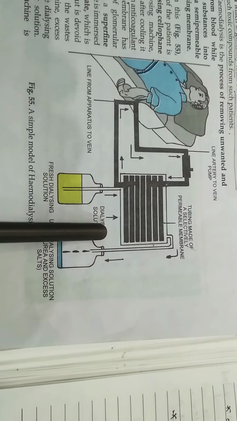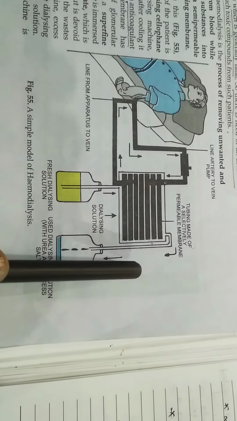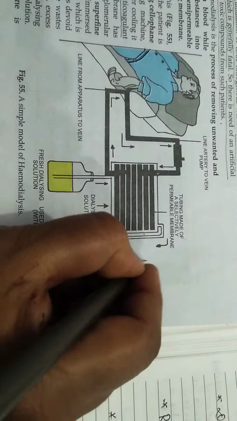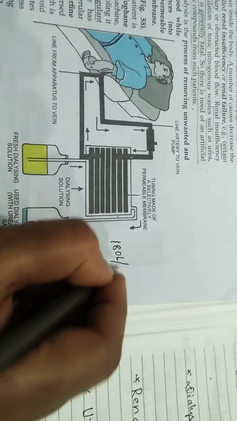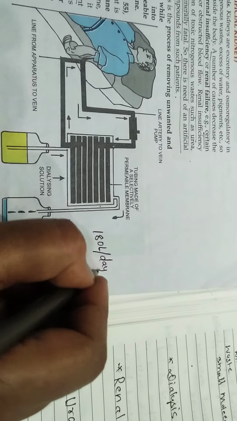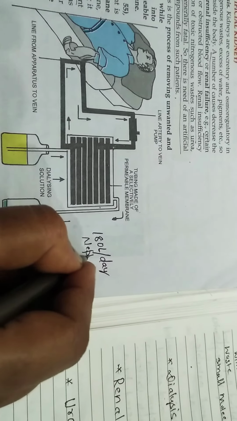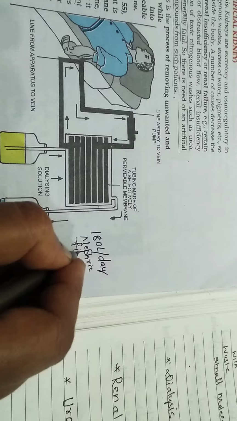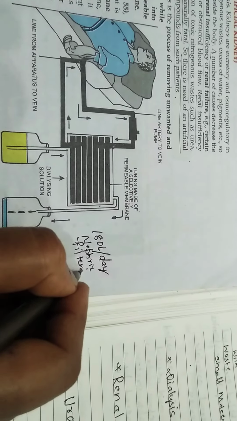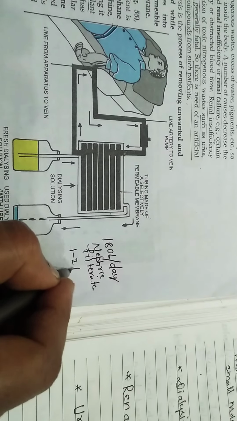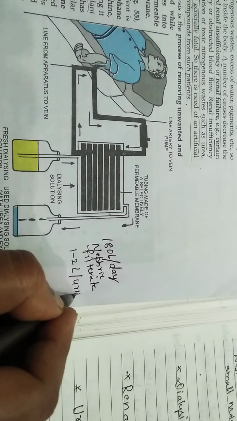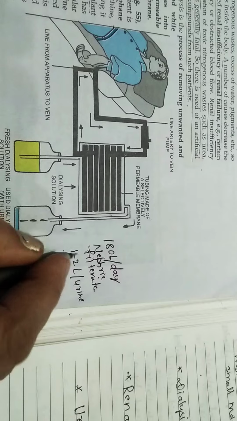As we know, 180 liters of nephric filtrate are prepared per day, and only 1 to 2 liters of urine is excreted per day. That's all.